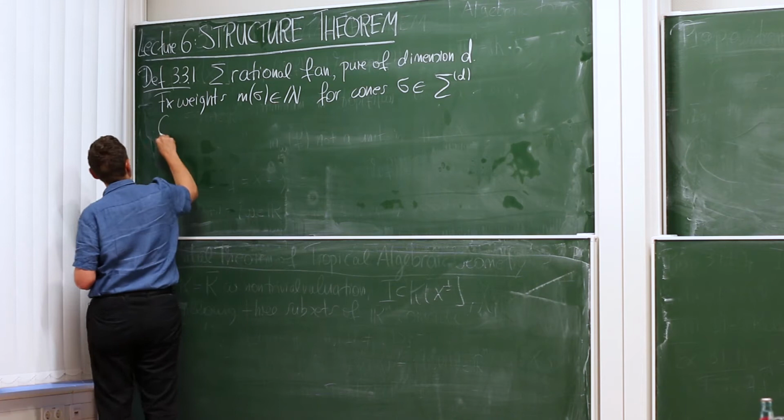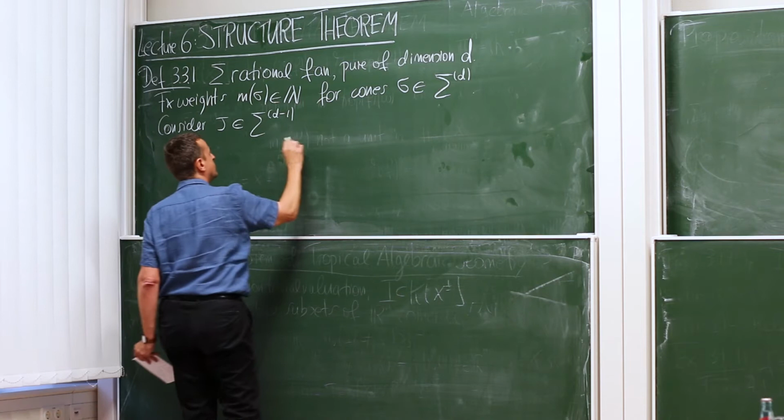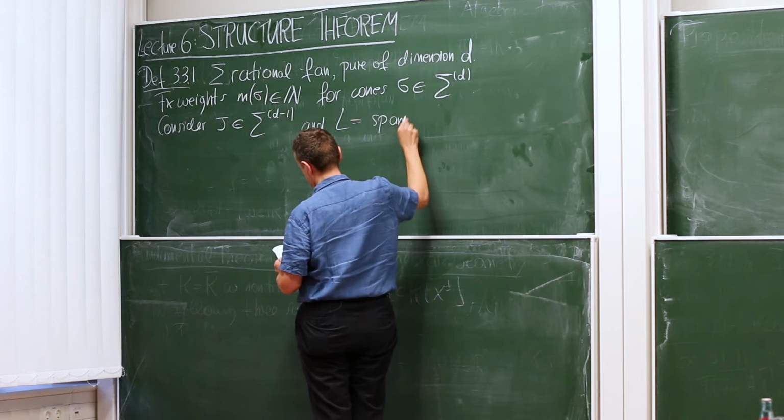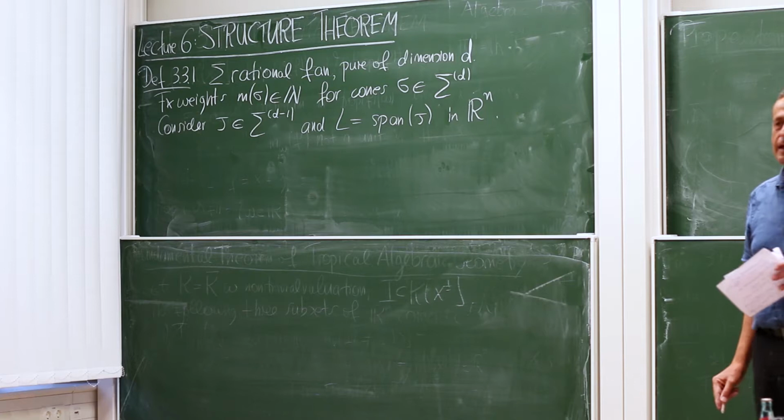Let's consider any cone tau of dimension d minus 1. And let's write L for the linear span of tau in the ambient space. So the ambient space is R^n. So L is a vector subspace in R^n of dimension d minus 1.